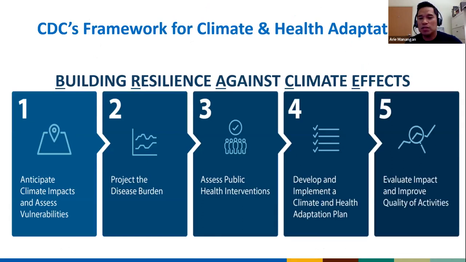So here we have a more detailed look at the BRACE framework, which is utilized by our grantees. Step 1 is anticipating climate impacts and assessing health vulnerabilities. Step 2 is projecting the disease burden using either climate models and population models. Step 3 is assessing effectiveness of public health interventions, for example, such as establishing a cooling shelter during an extreme heat wave. Step 4 is develop and implement a climate and health adaptation plan to help build this community resilience. And step 5 is evaluating these impacts and health interventions to improve health. Next slide, please.